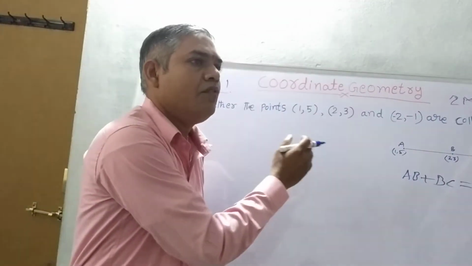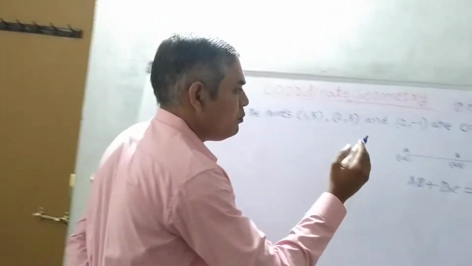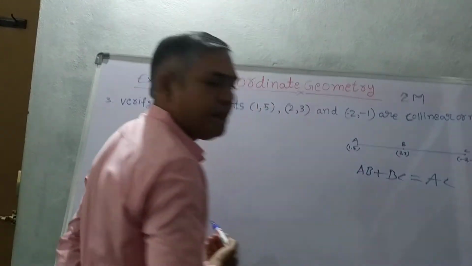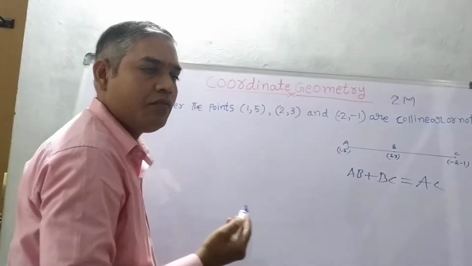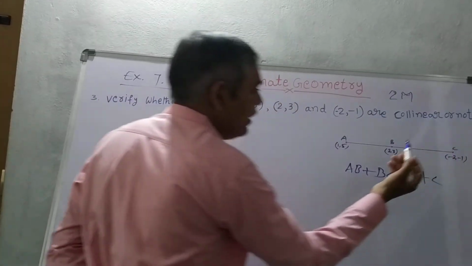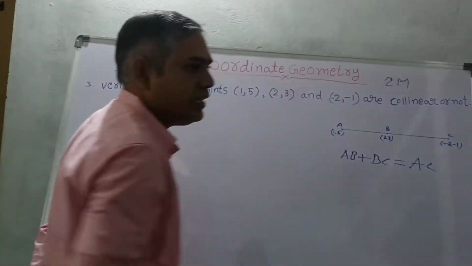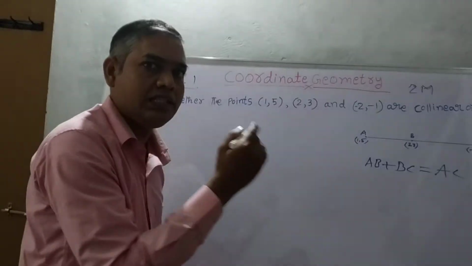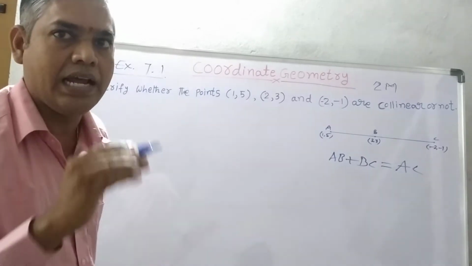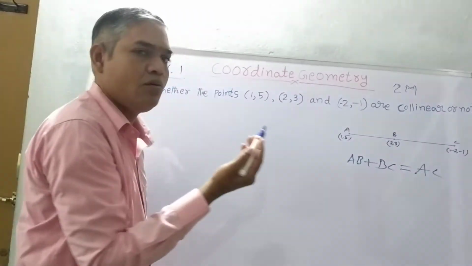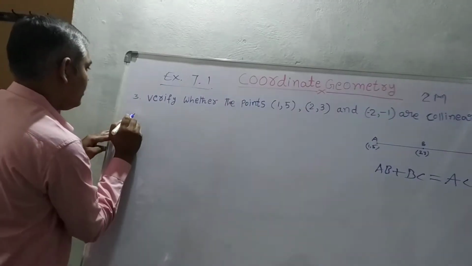To solve this problem, we are using the distance formula, distance between 2 points. First, we have to find the distance AB, then the distance BC, then the distance AC, and check whether the condition AB plus BC is equal to AC is satisfied or not. If the condition is satisfied, the given 3 points are collinear points. If not, they are not collinear points. Now we are going to start solving the problem. Solution.